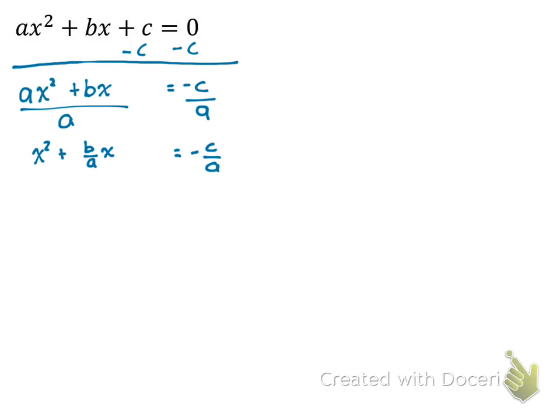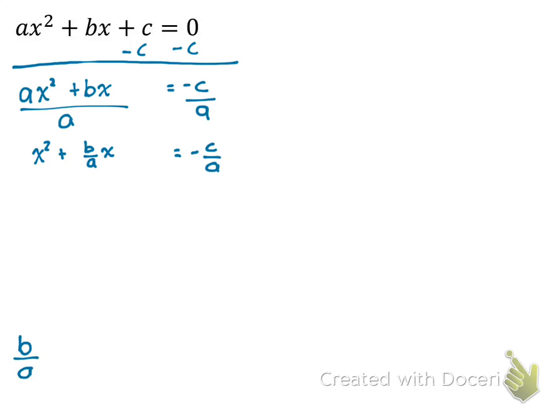Now we have a 1 in front of the x squared. Okay? Since we have a 1 in front of the x squared, now we can look at our middle term, which is b over a. And we're going to take this to the side, the b over a, down here. We'll just look at it.